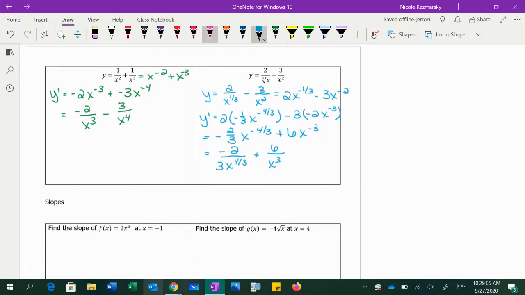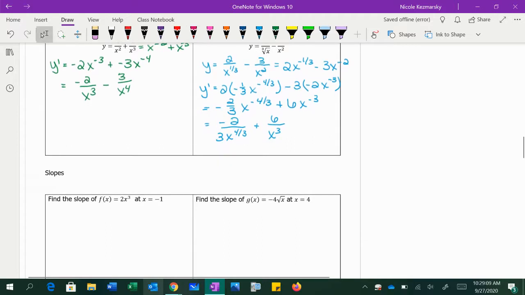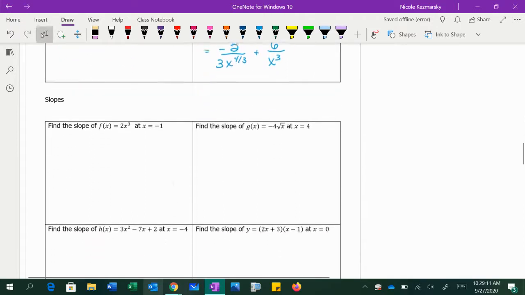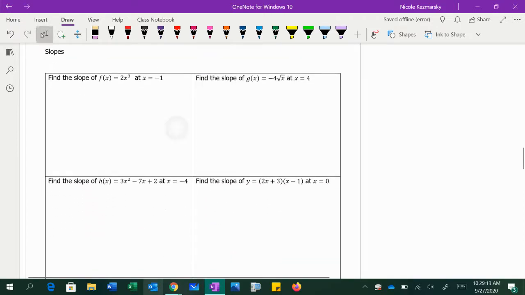So all of this leads us to being able to find slopes and equations of lines. So what we're going to do is take the rules that we know and find slopes and equations of lines using derivatives. To find a slope, the first thing you need is a derivative, because slope is derivative. So I'm going to start by finding f prime of x. Using our constant multiple rule, I'm going to get 6x squared.